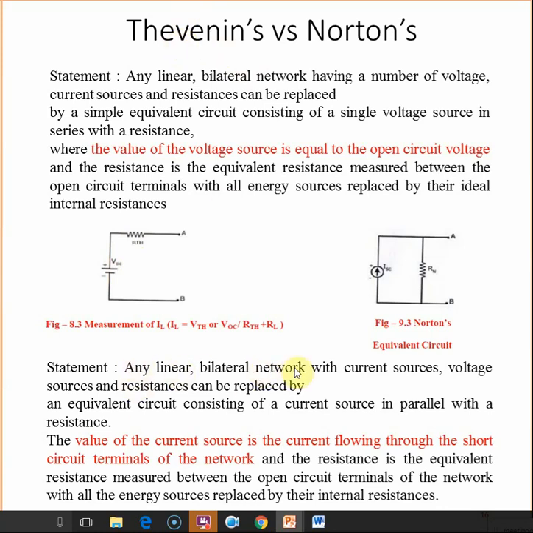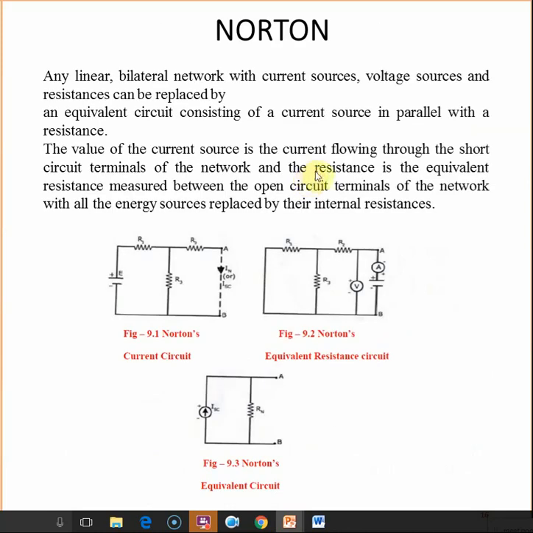Similarly, any linear bilateral network with current sources, voltage sources and resistances can be replaced by a simple circuit, called the equivalent circuit, consisting of a current source in parallel with a resistance. Okay, then next, what is the value of the voltage source? Voltage source is an open circuit. What is the value of the current source? It is a short circuit. That's why the value of the voltage source is equal to the open circuit voltage. The value of the current source is the current through the short circuit terminal. That's all. This is step number 1. So you will proceed. Further I will give you detail.